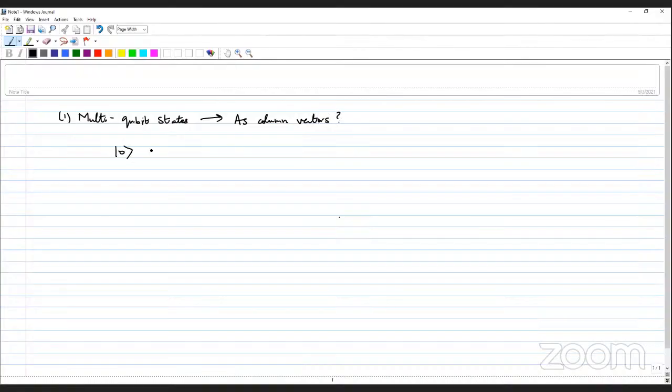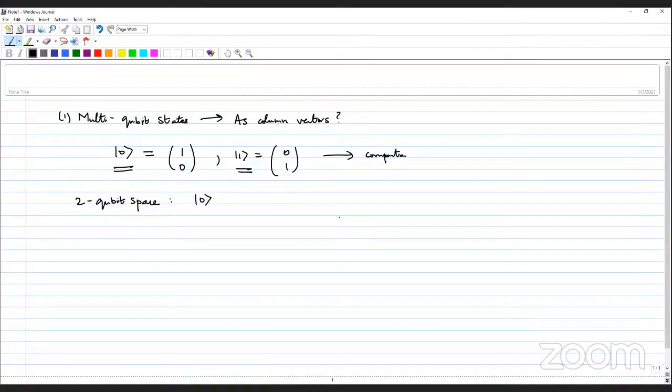The canonical association always is that we identify ket 0 with a column vector which has 2 entries, 1 and 0, and we identify ket 1 with the column vector 0, 1. So let's do now the simplest example of a 2-qubit space. If you think of this as just 2 registers, these are 2-qubit registers which can exist starting with just this basis. By the way, this is what we call the computational basis, just to remind everyone.